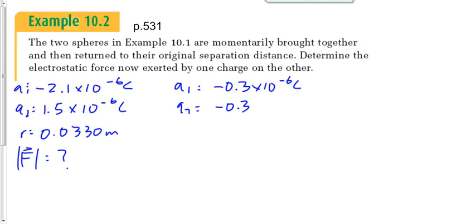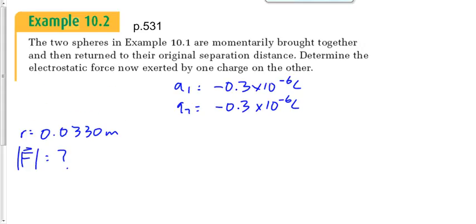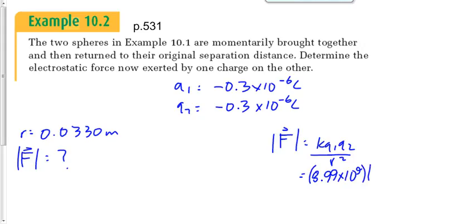Now you could say 3.0 times 10 to the minus 7 coulombs, but I think it's easier just to leave it as negative 0.3 times 10 to the minus 6, right? Negative 2.1 plus 1.5 divided by 2 gives me negative 0.3 times 10 to the minus 6. My distance is 0.0330 meters. We want to find the force. We're dropping the sign of the charge like we always do.